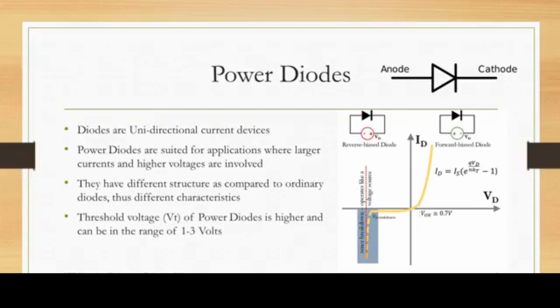Diodes are unidirectional current devices. They can carry the current in one direction. Power diodes are suitable for applications where larger currents and voltages are involved. They have different structures as compared to ordinary diodes, and therefore slightly different characteristics. The threshold voltage of a power diode is slightly greater than that of a normal diode, in the range of 1 to 3 volts.